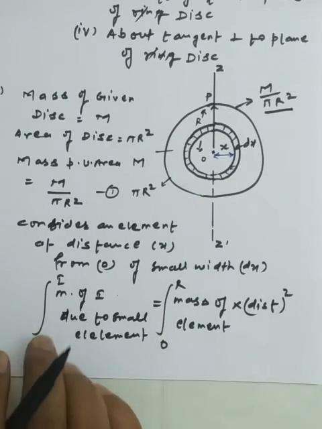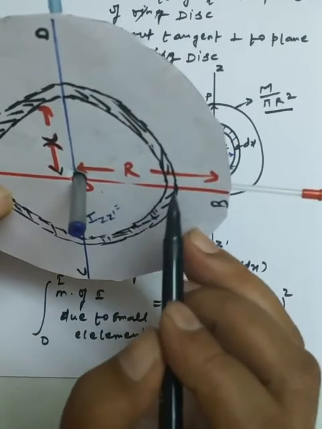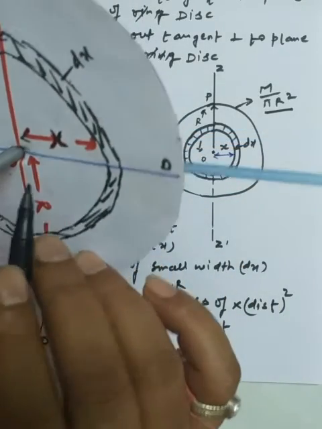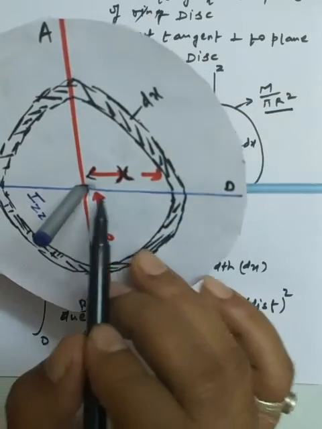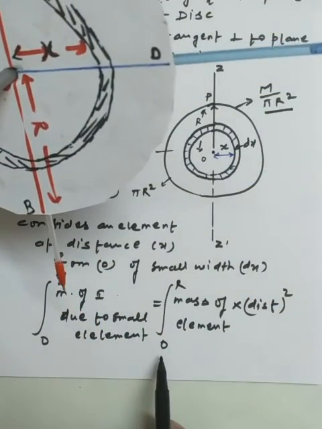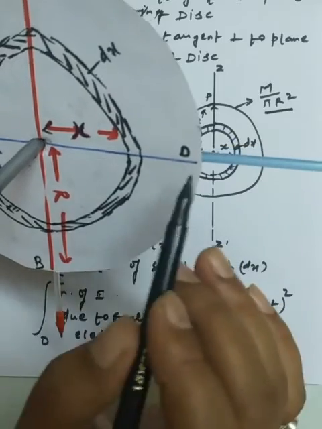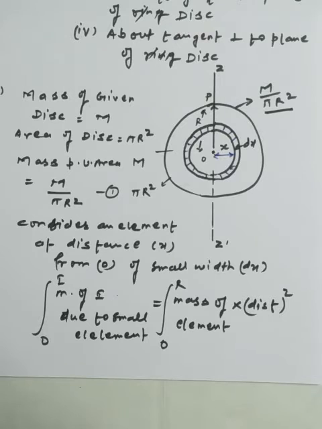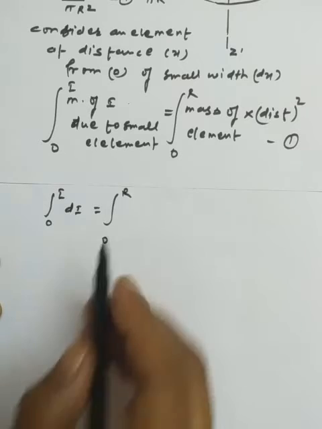What concept am I using here? I can make a number of elements of different widths, dx, from O to the circumference, whether from O to D or from O to B. Many elements I can imagine here, so I am applying the limit of this integral from 0 to R. These rings are available in a horizontal plane from 0 to R radius section. This is the basic integral which we have considered here. Now we will apply the mathematics. Now the mass of the element.